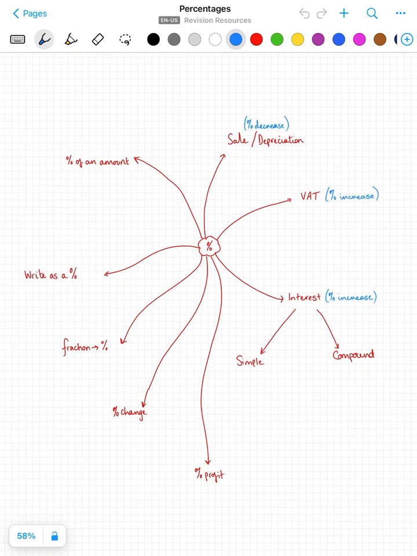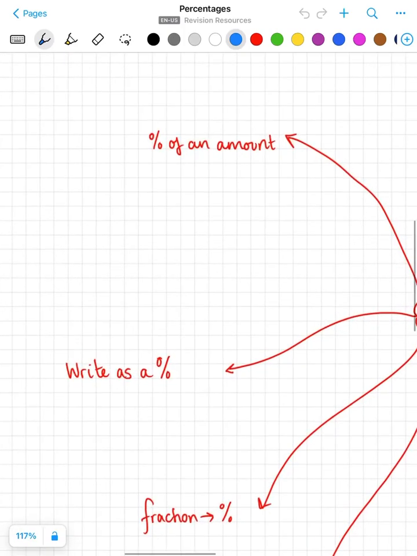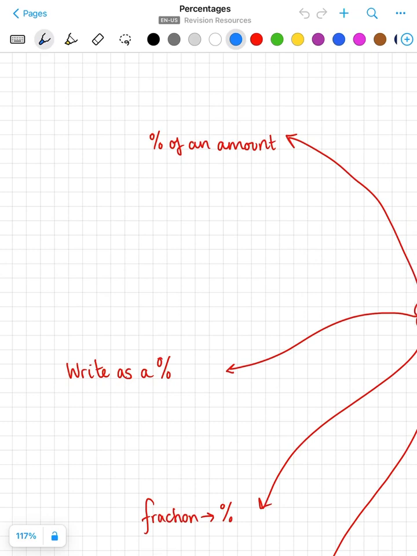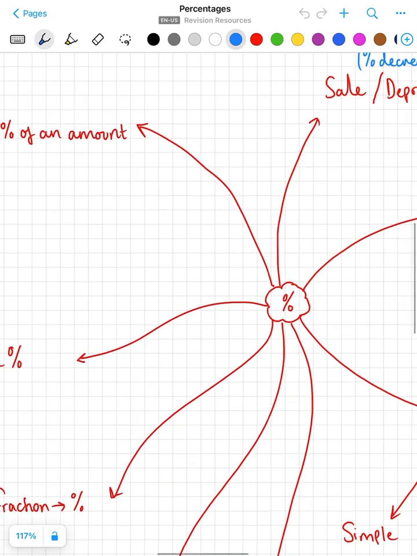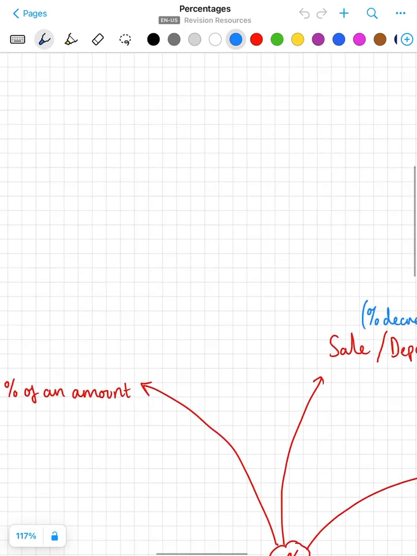Percentages. Let's begin with percentage of an amount and what percentages are. Now, percentages, the term percent means out of 100.